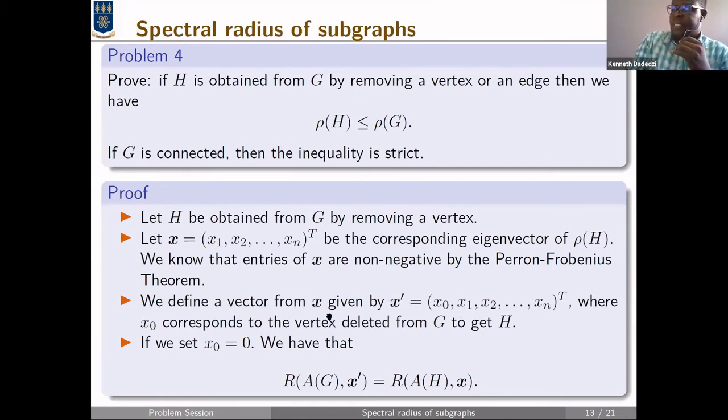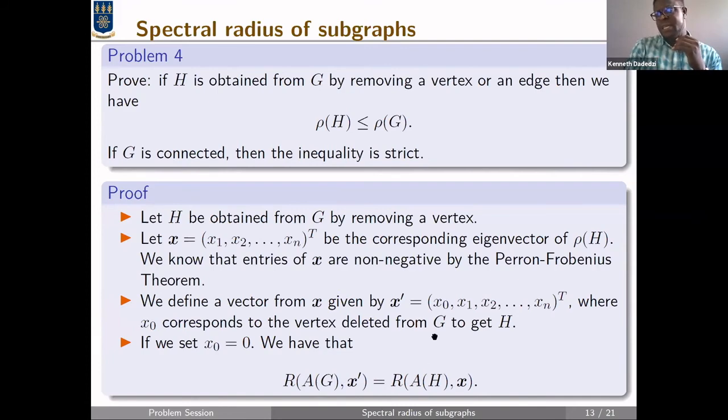And this x naught corresponds to the vertex that was deleted from G to get H. If you set that entry to be zero, it's not difficult to check that the Rayleigh quotient with respect to S and S prime is equal to that, because it basically takes the row that corresponds to the deleted vertex and changes it to zero. So this one coincides very nicely.